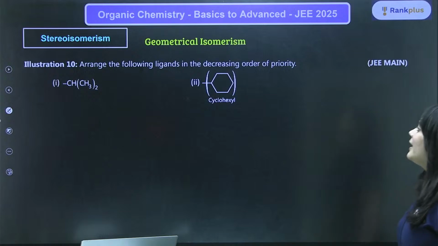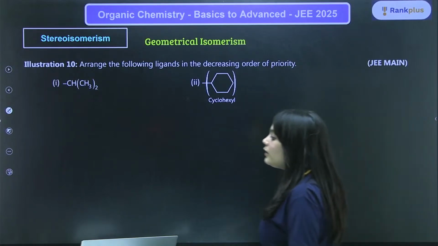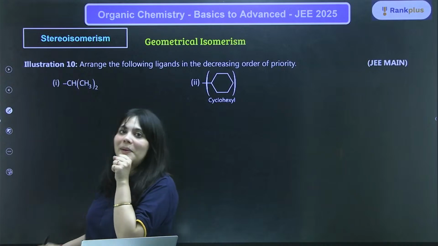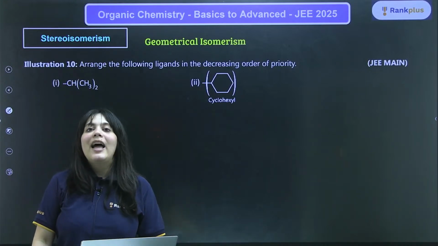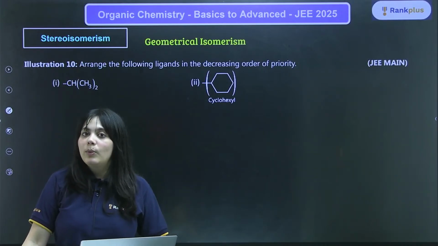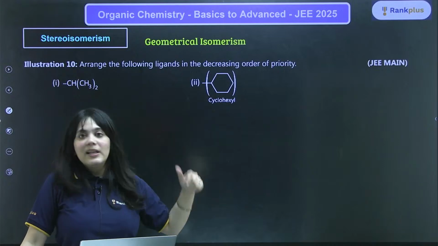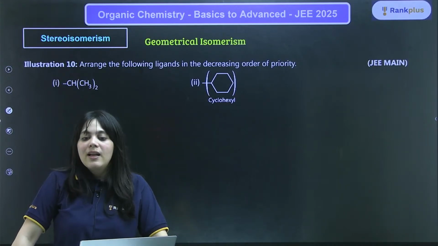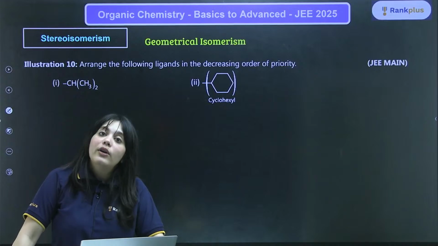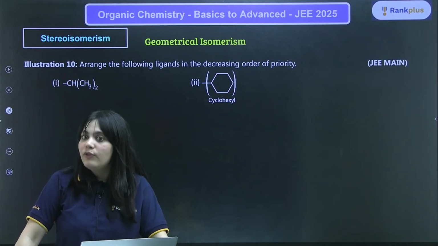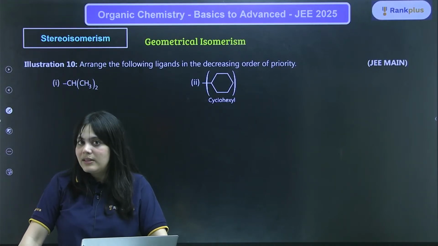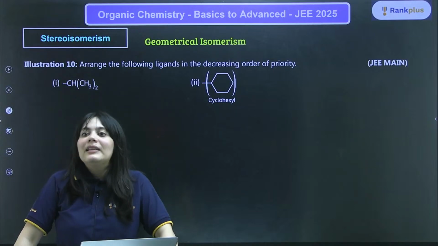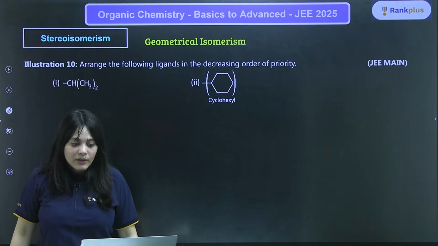Look at this question. Arrange the following ligands in the decreasing order of priority. I've not taught you priority yet, so you'll not be able to do this. Priority we actually see in the EZ nomenclature, so we'll do this in the next class. We'll start from the EZ. Next class is probably going to be a longer one because we have to do EZ, we have to do RS, we have to do aromaticity. So we'll try to complete it in GOC part 3, right?